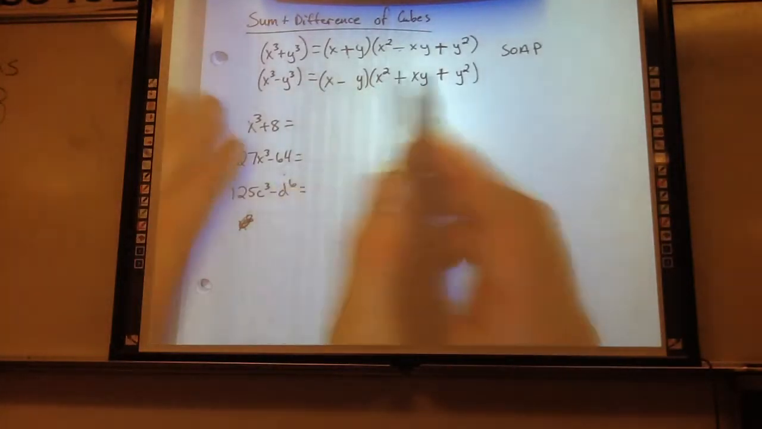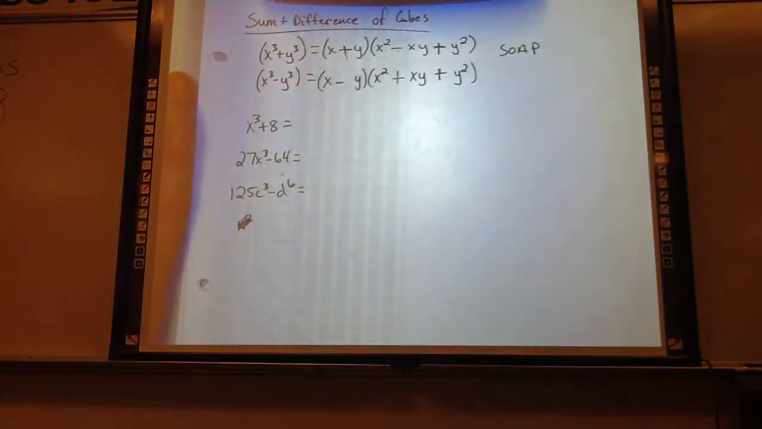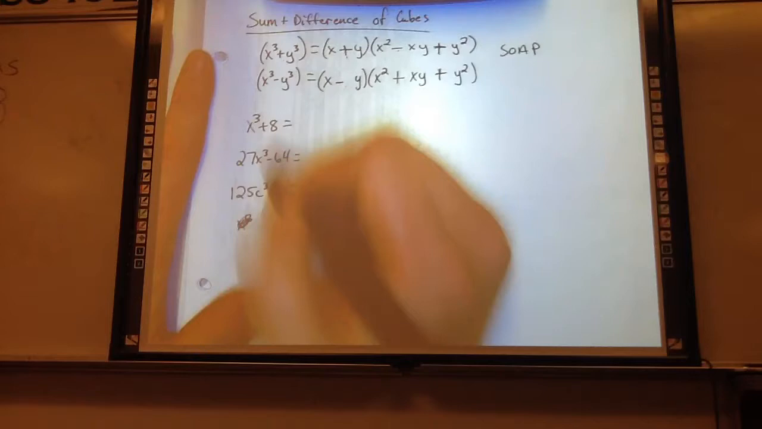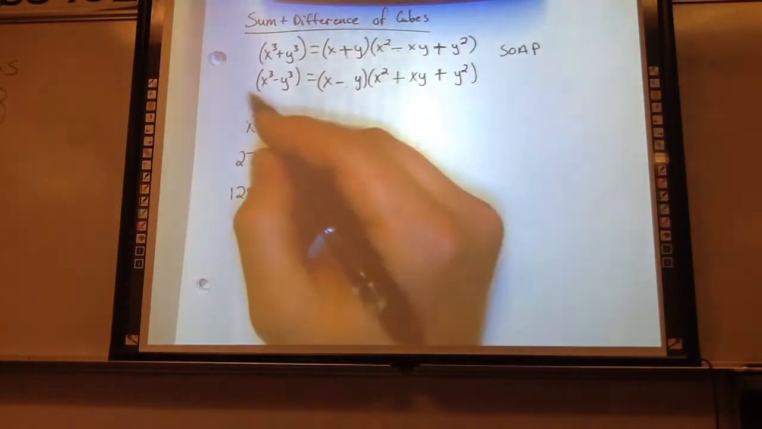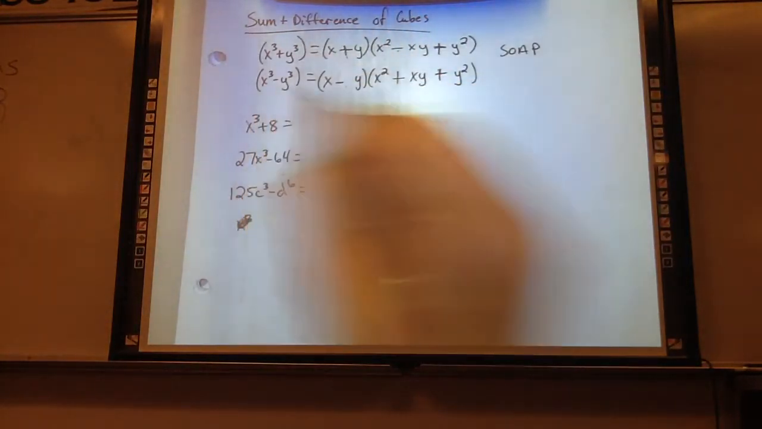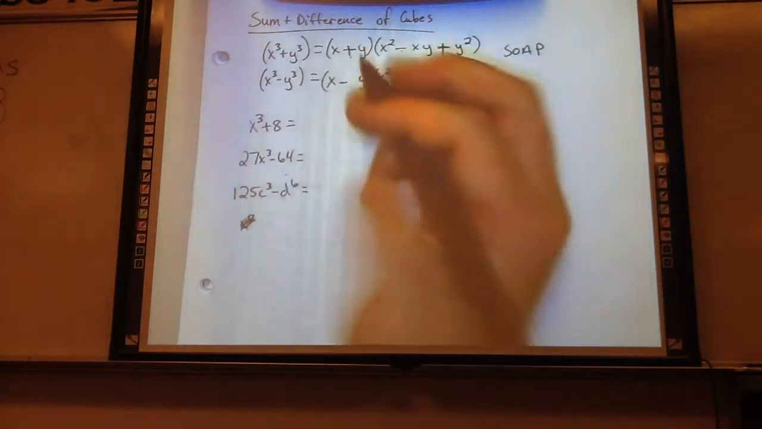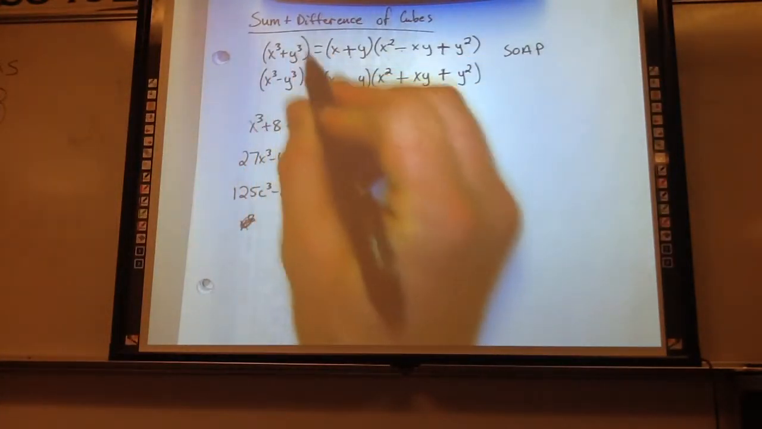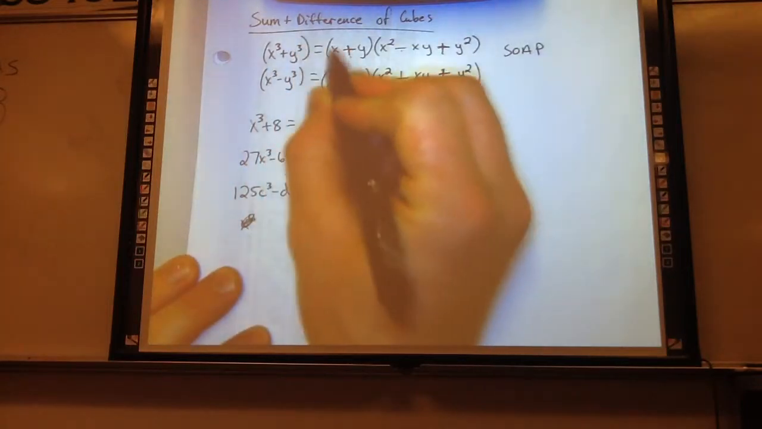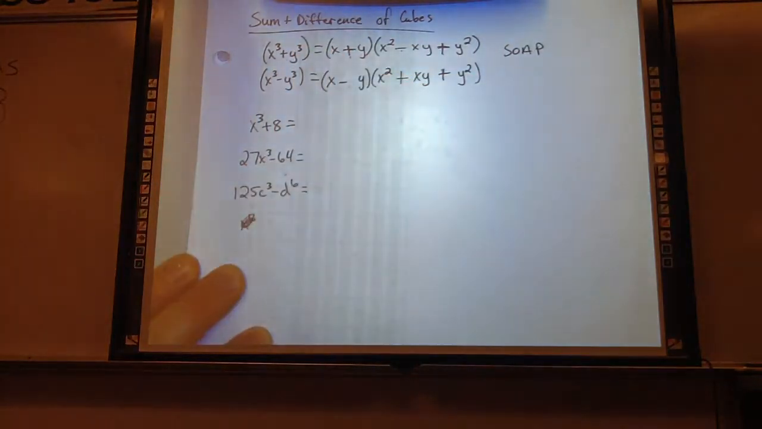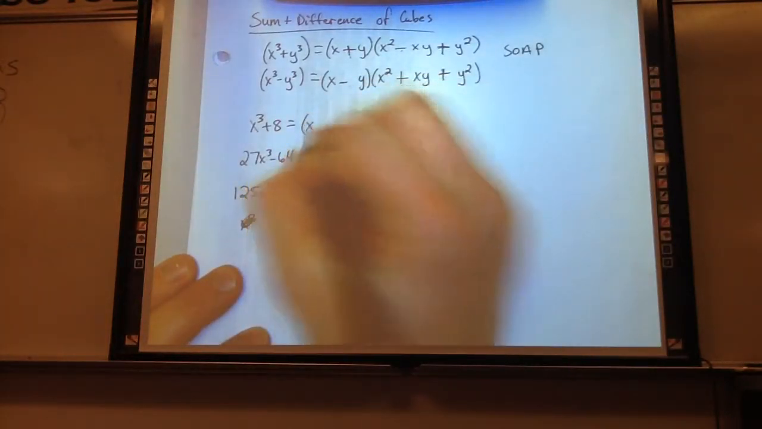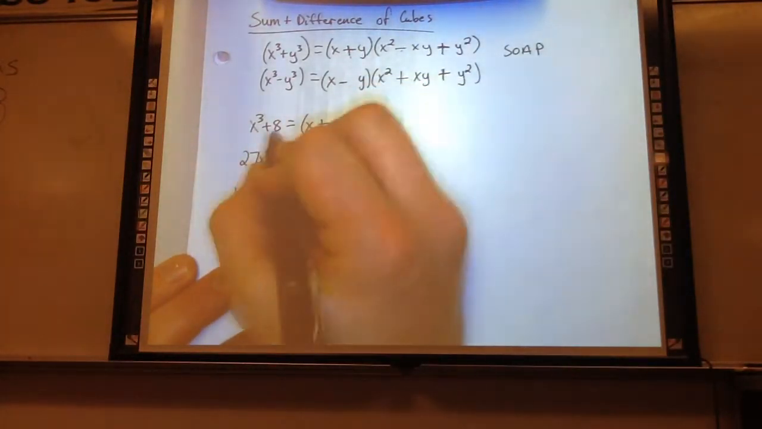You just follow this. This is the formula, basically. So sum and difference of cubes, meaning you're going to have two numbers that are cubed, either added or subtracted. If it's addition, you use the top one. If it's subtraction, you use the bottom one. Notice here, you could do the third root of both of them, and that's what goes here. What is the third root of x cubed? x. And what is the third root of 8? 2.